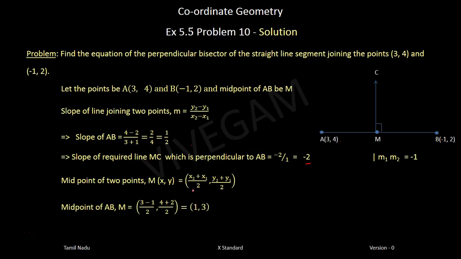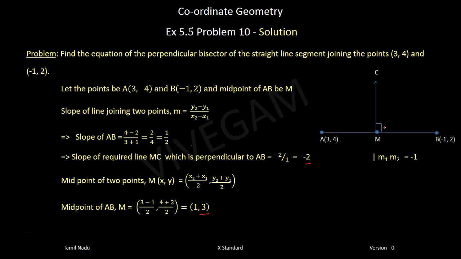And now we need to calculate one point on it. The point is M, the midpoint of AB. Using the midpoint formula, (x1 plus x2) divided by 2 and (y1 plus y2) divided by 2, that is 3 minus 1 divided by 2 and 4 plus 2 divided by 2. So 3 minus 1 is 2, 2 divided by 2 is 1. 4 plus 2 is 6, 6 divided by 2 is 3. So the midpoint is M (1, 3).